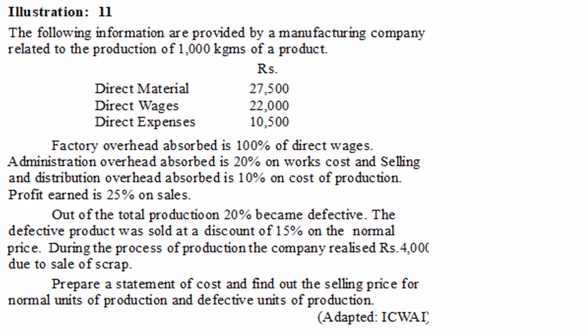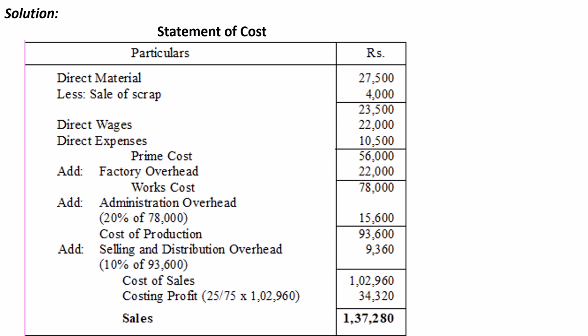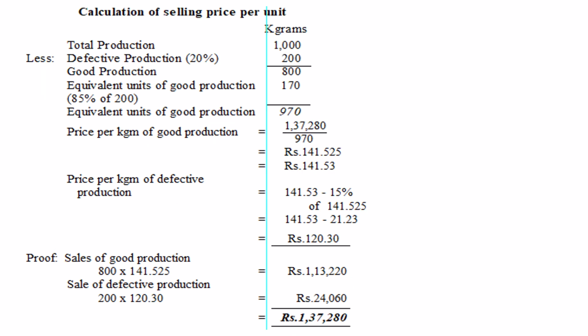Illustration 11. The following information is provided by a manufacturing company related to the production of 1000 kgms of a product. The details are presented here. Solution is presented here. Selling price per unit is calculated here.